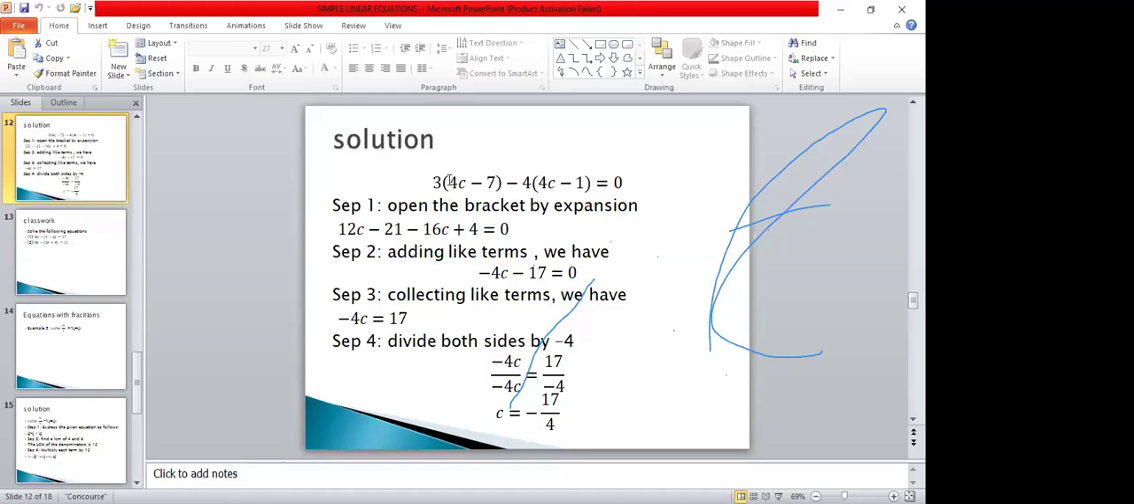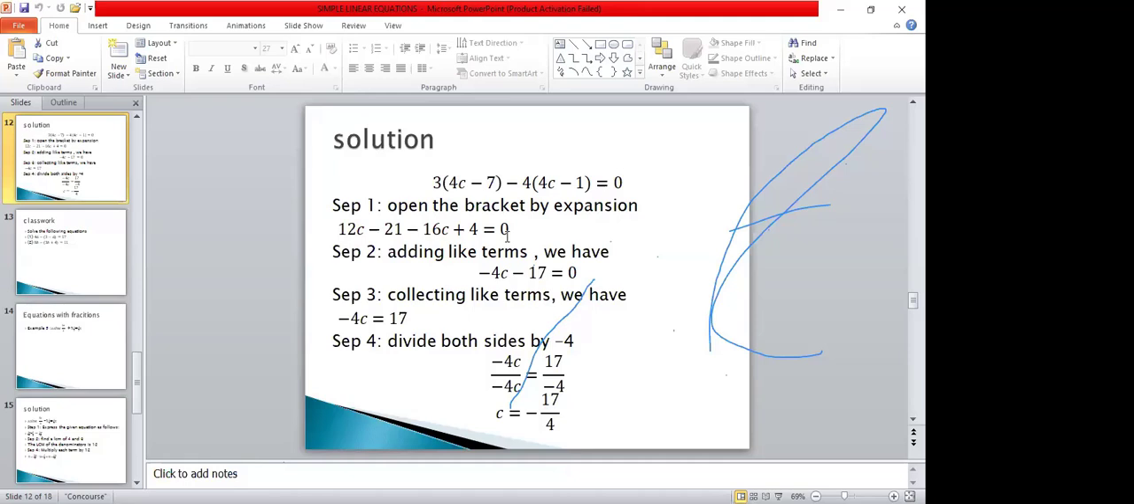So here we have 3 times 4c, that will give you 12c. Then we have 3 times minus 7, we have minus 21. We have opened the bracket for that one. Then the second one, minus 4 times 4c, we have minus 16c. Minus 4 times plus 1, we have plus 4, equal to 0.